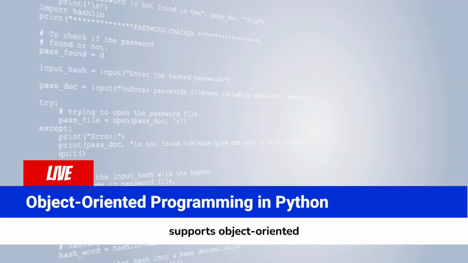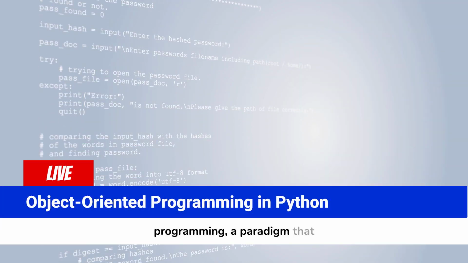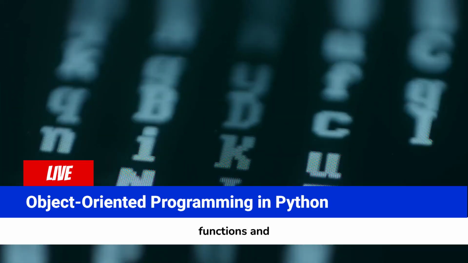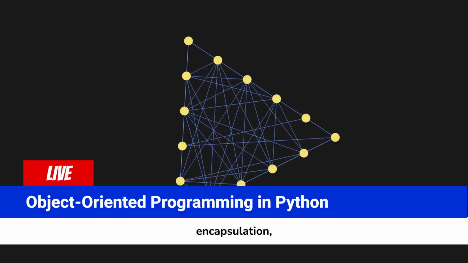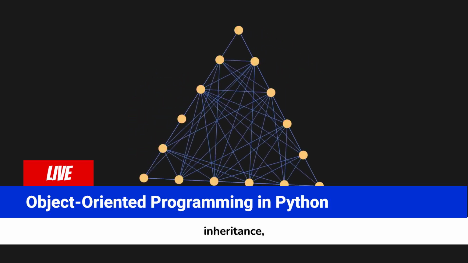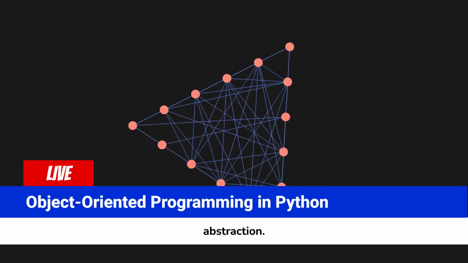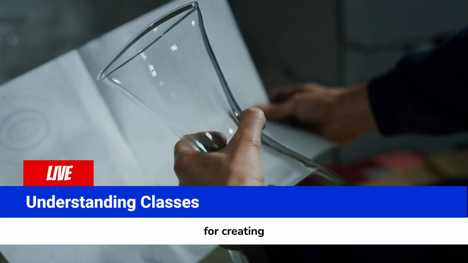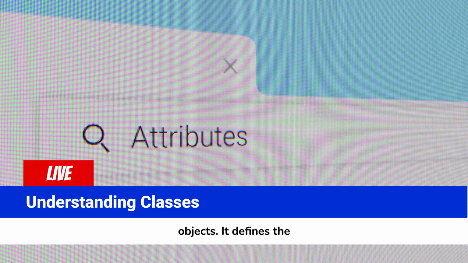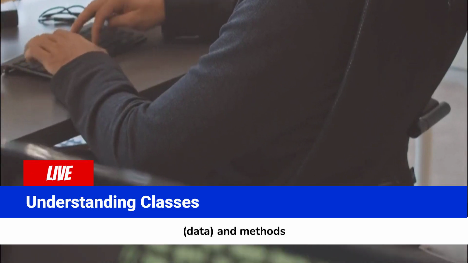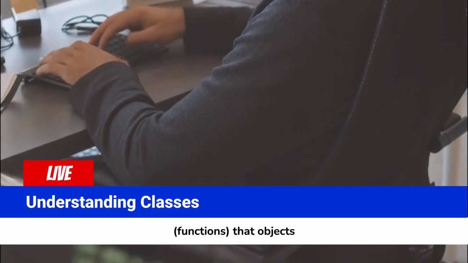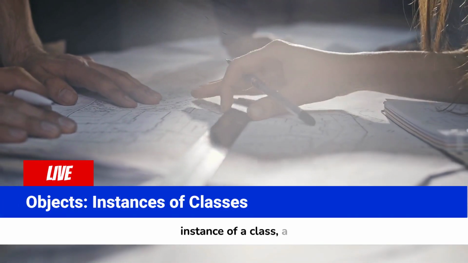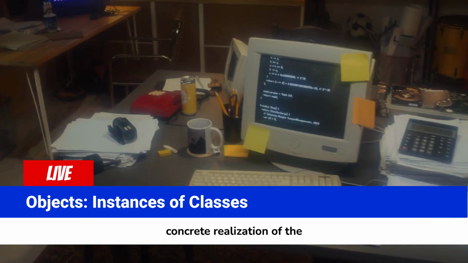Python fully supports object-oriented programming, a paradigm that structures software around objects rather than functions and logic. Key concepts include encapsulation, inheritance, polymorphism, and abstraction. A class serves as a blueprint or template for creating objects. It defines the attributes (data) and methods (functions) that objects of that class will possess. An object is an instance of a class, a concrete realization of the blueprint.